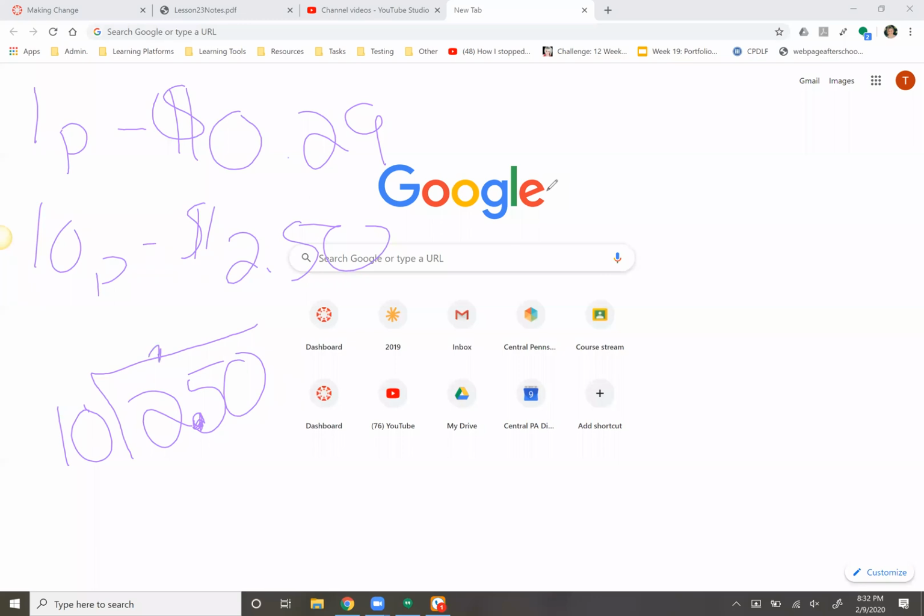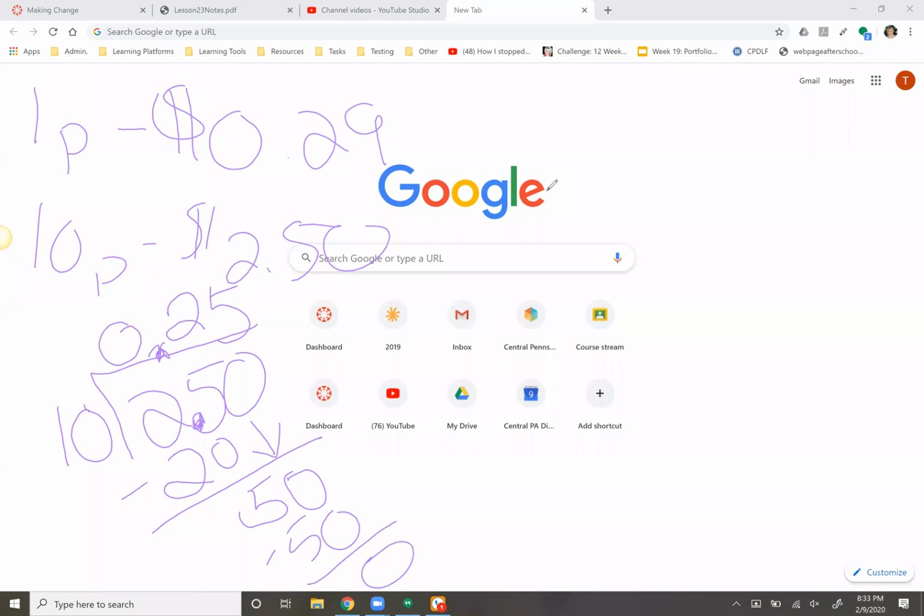Decimal. See, I put my decimal in the same place. So 10 cannot go into 2, but 10 can go into 25. It can go into 25 twice, which is 20. 5, bring down the 0. 50, 10 goes into 50 5 times, and we don't have anything left. So that would be 25 cents per pencil.